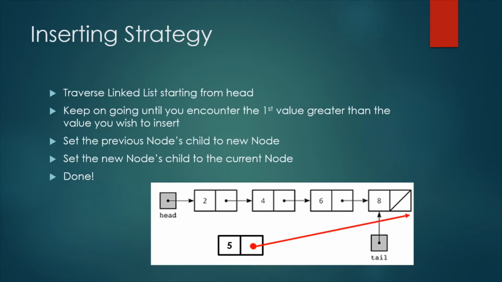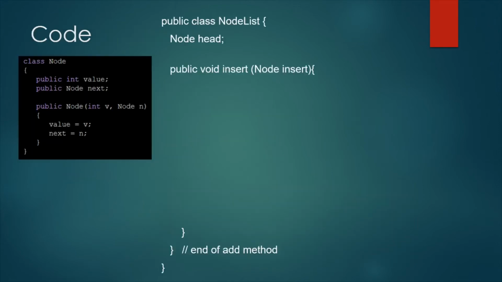And then after that traversal, we're going to set the child pointer of 5 to 6, because we want the node with value 5 to direct us to the node with value 6. And then in turn, we change the child of the node with value 4 to our new node, which has value 5. And we're done. Just going over what the code would look like for this.